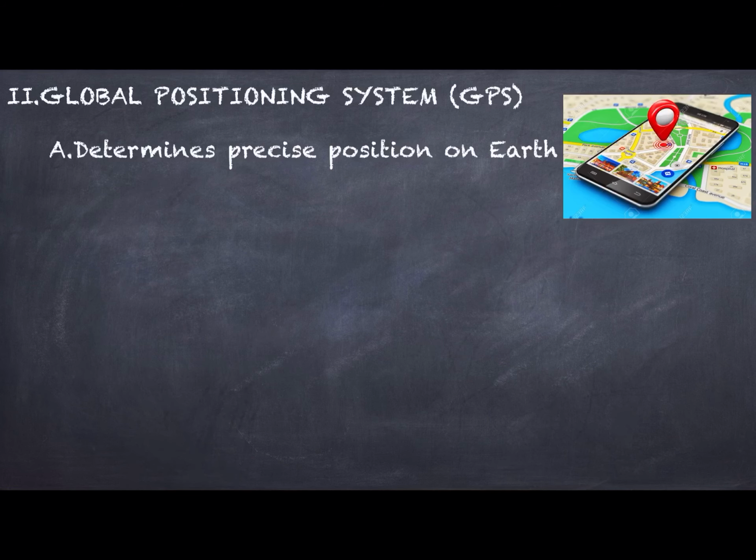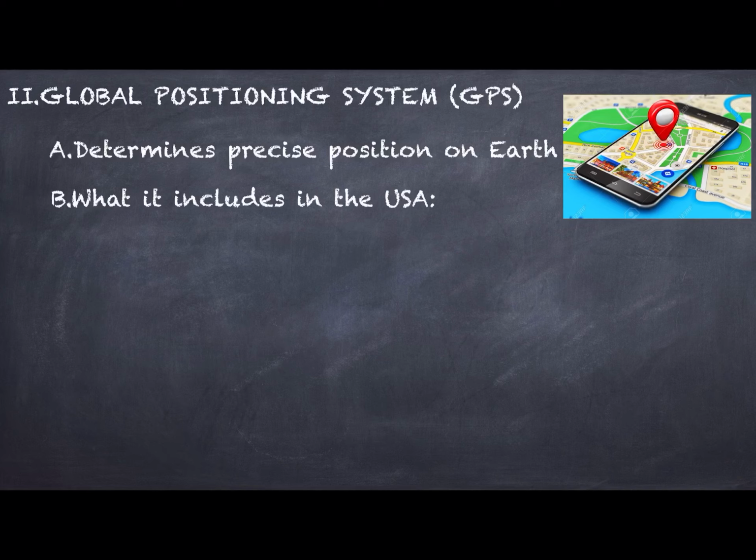Now, the second contemporary geographic tool that we're going to talk about today is called the Global Positioning System. You know this. This is called GPS, and this is not a foreign concept to you because you have probably used the GPS on your phone very many times, and if not, you have witnessed your parents using GPS on their phones. Well, GPS is pretty simple to understand because we already know what it's all about. Basically, GPS determines the precise position of places on Earth.